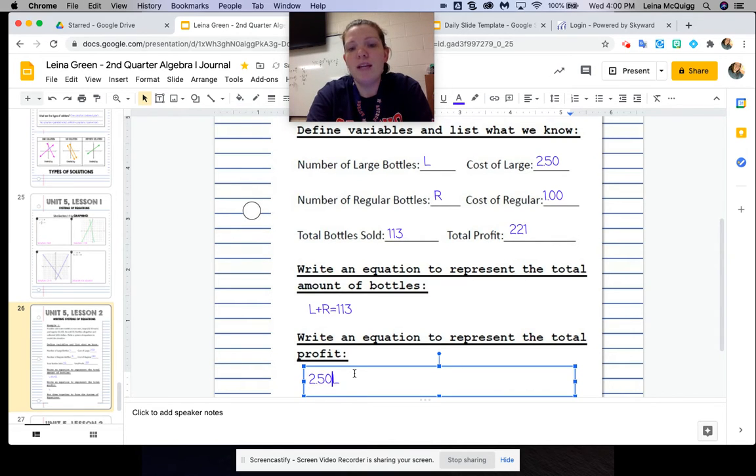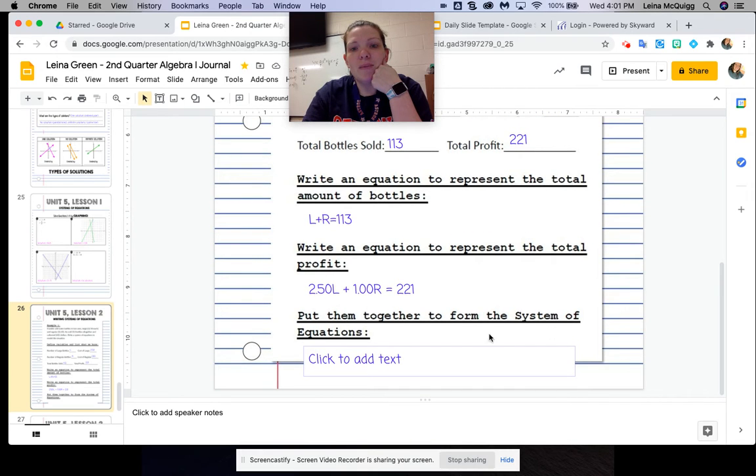So 2.50 times the number of large bottles plus $1 times the number of regular bottles is going to equal $221 because we made $221. Okay?